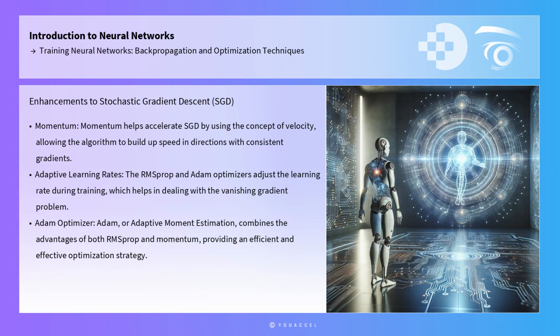The RMSprop and Adam optimizers are examples of adaptive learning rate techniques that adjust the learning rate during training. RMSprop divides the learning rate by an exponentially decaying average of squared gradients, which helps in dealing with the vanishing gradient problem often encountered in deep networks. Adam, or adaptive moment estimation, combines the advantages of both RMSprop and momentum, providing an efficient and effective optimization strategy.